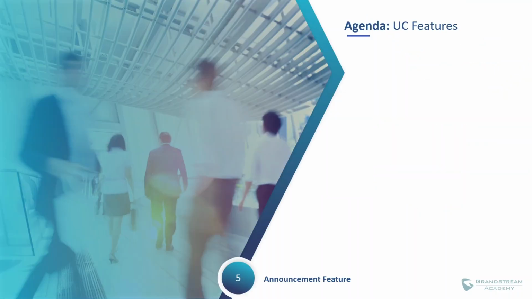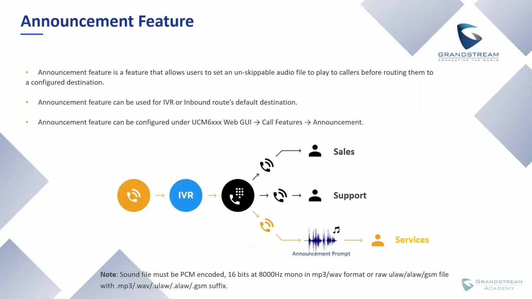Now we move on to the announcement feature. The announcements feature, not to be confused with announcement paging and announcement center, is a feature that allows users to set an unskippable audio file to play to callers before routing them to a configured destination. Announcements can be configured as a destination in the inbound routes page or in the IVR.